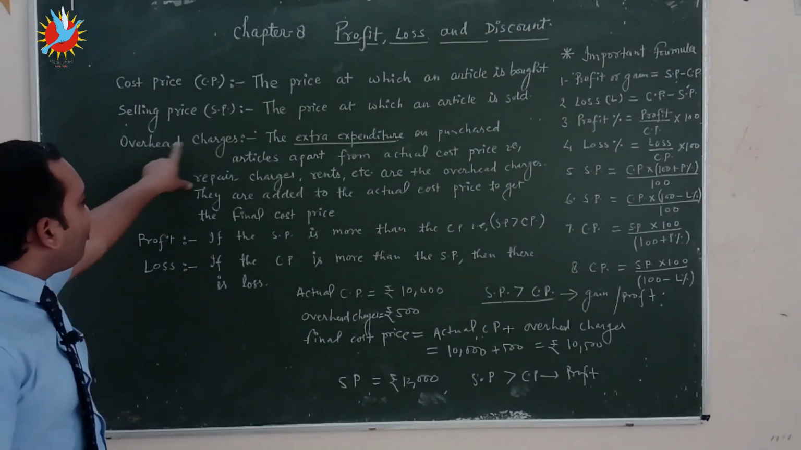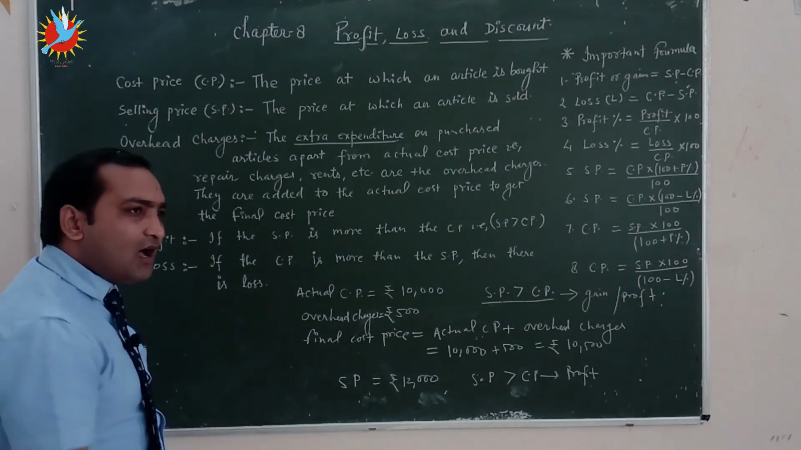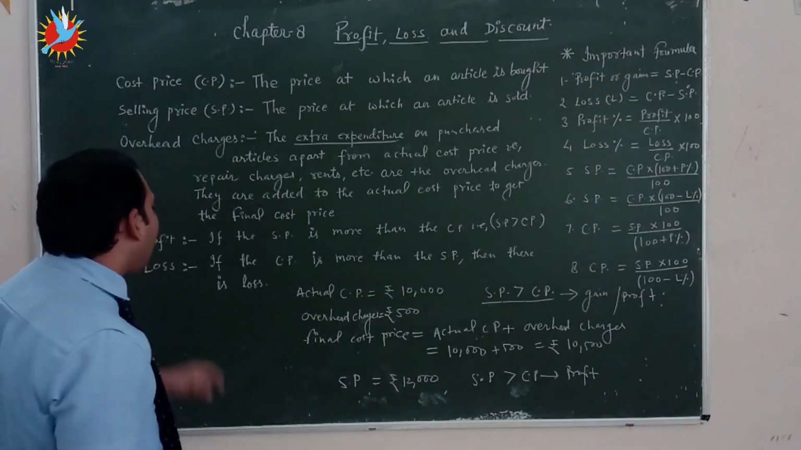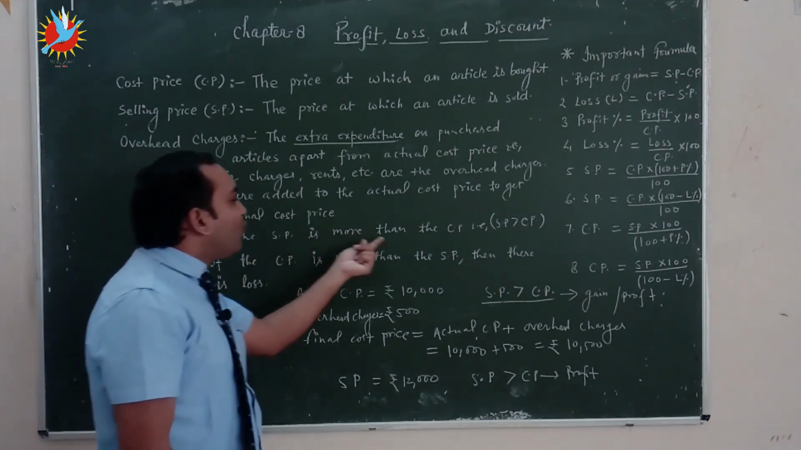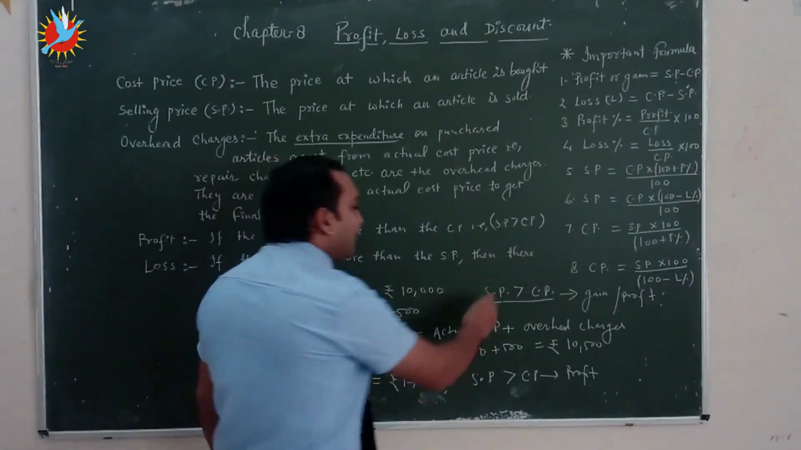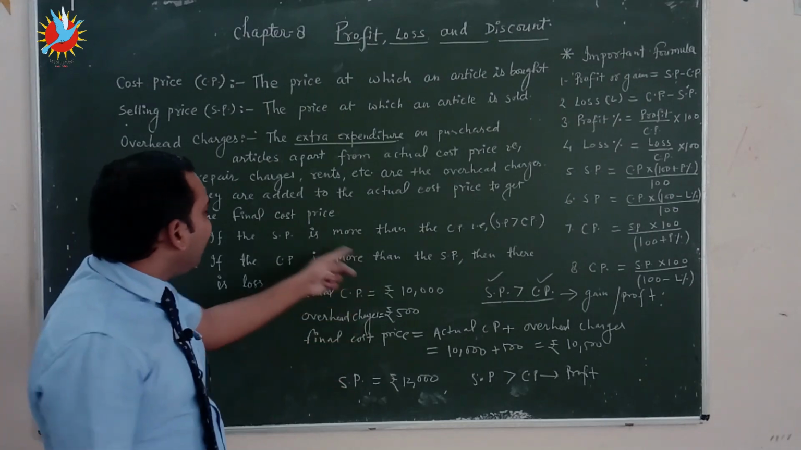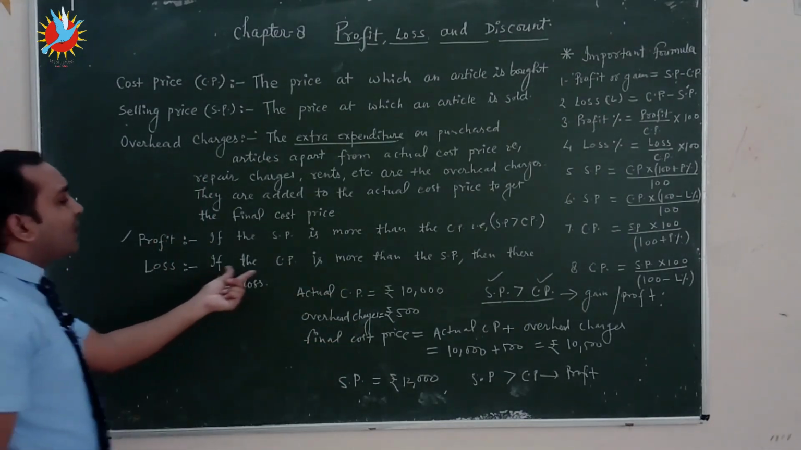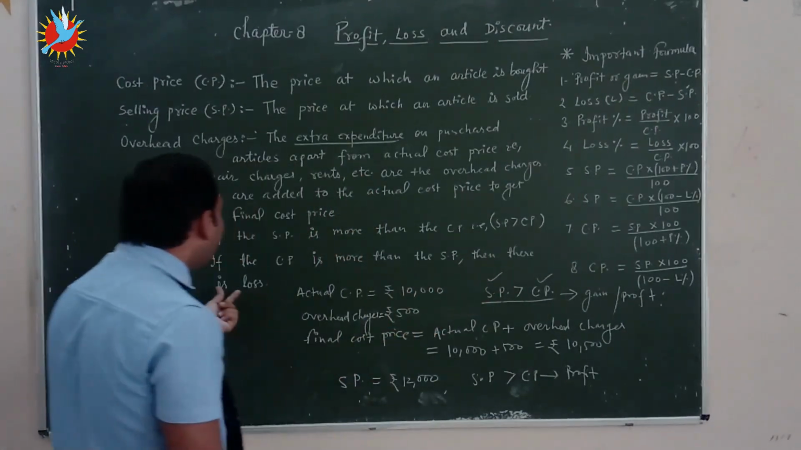So it is clear, overhead charges are the extra expenditure we spend on the article beside the actual cost price. Profit: if the selling price is more than the cost price, we are always in profit. And loss: if the cost price is more than the selling price, then there is loss.